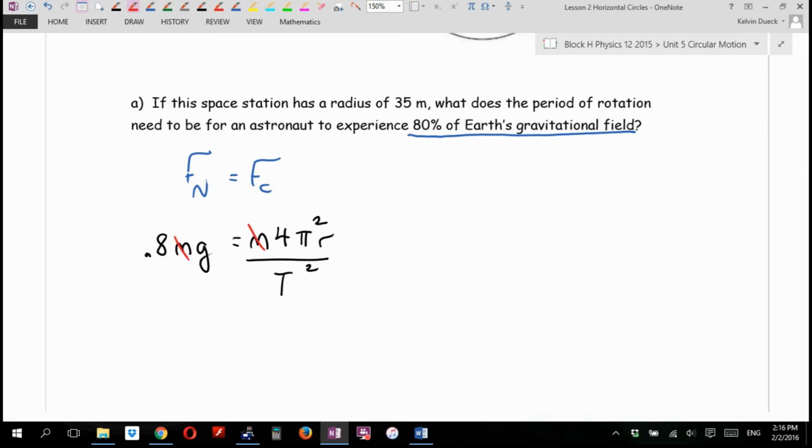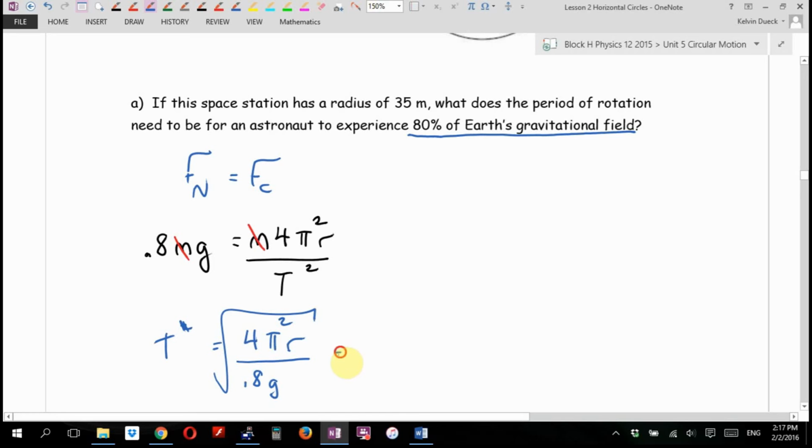What does this question want me to find? T. How would I get the T by itself? Well, it's on the bottom. See it? I'm going to first of all move it to the top. Stuff moves diagonally. So I'm going to say to myself, T squared equals, and then I'm going to have the 4, the pi squared, the r drop down, and I guess the 0.8 g would move to the bottom. Is that okay, Dustin? And how do I get rid of a squared?